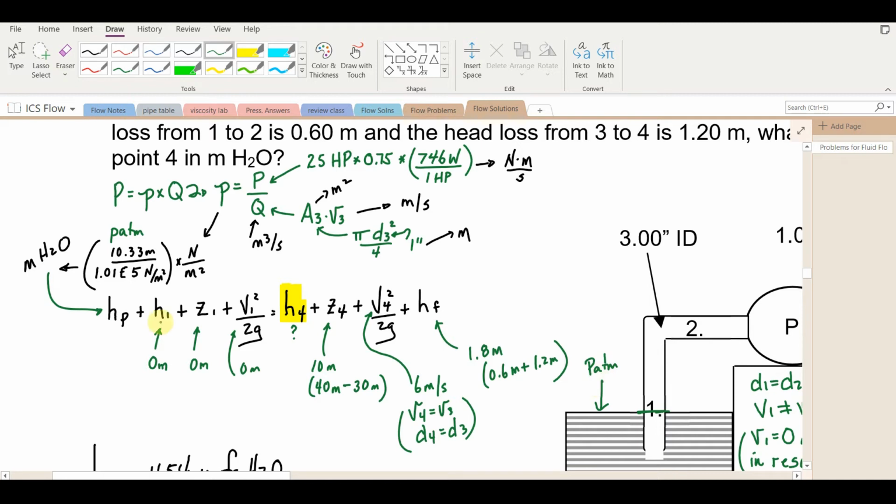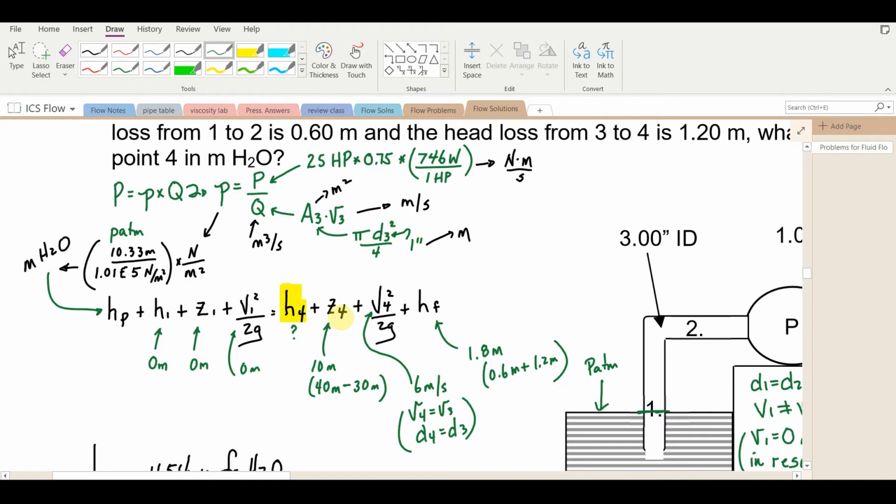We'll say the pressure at point 1 in terms of the system is 0. The lowest point or lowest elevation is always set to 0. And we'll have a velocity term, but it's also 0 because the velocity is 0 at point 1. That should be equal to the total mechanical energy at point 4. We're trying to solve for the pressure at point 4.